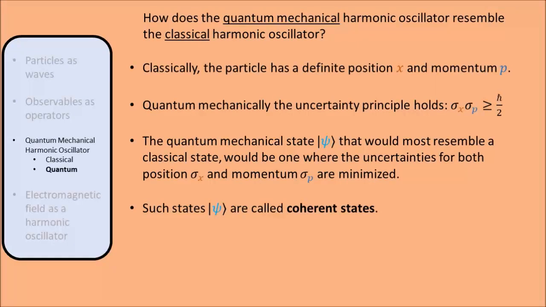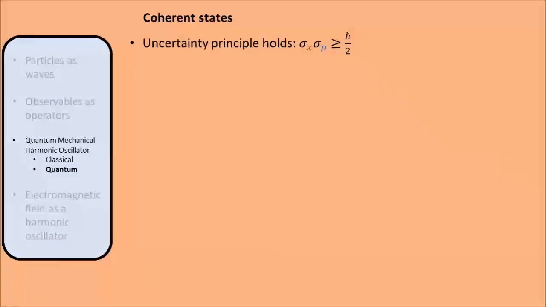So let's see if we can find the quantum states that minimize the uncertainty in x and p. Let's start by recalling the uncertainty principle. It states that the standard deviation of x times the standard deviation of p must at least be h bar over 2. By squaring this inequality, we find that the product of the variances must be at least h bar squared over 4.